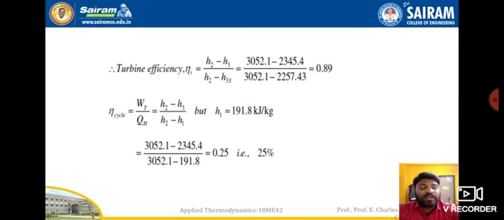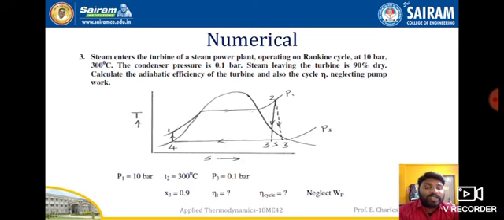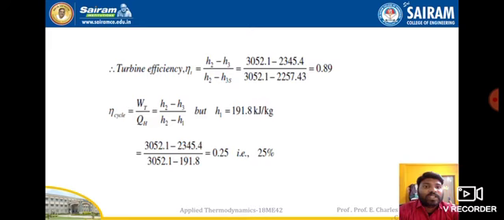Next, we are going to find out the turbine efficiency. What is the turbine efficiency? It is H2 minus H3 divided by H2 minus H3S. You can see in the figure, H2 minus H3 is the numerator, divided by H2 minus H3S. That will give you the turbine efficiency. The values we have already found, so you can substitute in the equation and you will get the turbine efficiency as 0.89. That means 89% is the turbine efficiency.